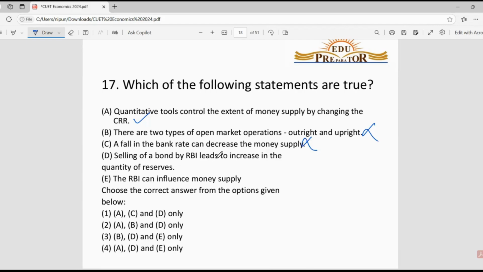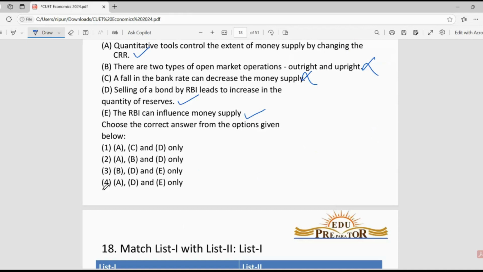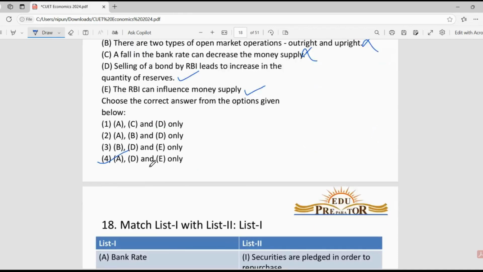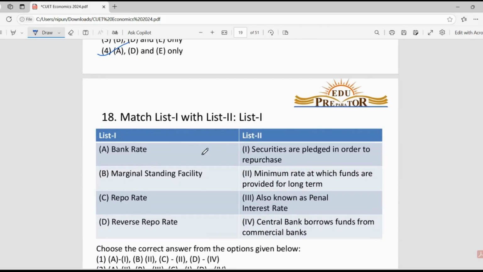Selling of the bonds by RBI leads to increase in quantity of reserves. Now let us check this. If RBI sells bonds, it means the people will be buying the bonds and giving the money to RBI, so RBI's reserves will increase. That means statement D is correct. And RBI can influence money supply. We know that it is the controller of money supply. Therefore, this is also correct. Hence, our A, D, and E, these three options are correct. So, the correct option is option number 4, A, D, and E.